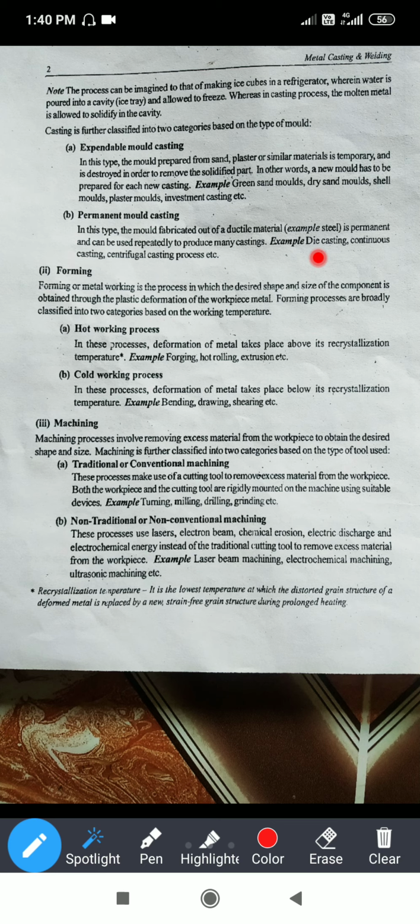So these types of mold-prepared castings, the castings removed from these types of molds, are called expandable mold casting.